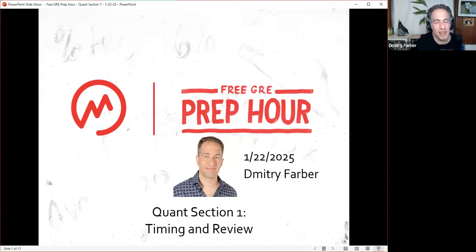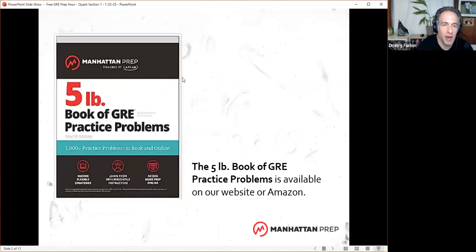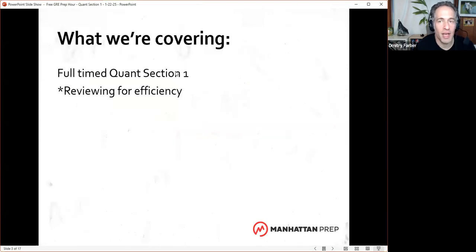We're going to talk today about section timing for an entire section. So we're going to do a simulated quant section one. It's not going to look exactly like a regular quant section, and I haven't perfectly recreated the balance that you'd see on an official section. But I want to make the idea of it, so that we can think about how we time ourselves across a section. All the problems you'll see today are in our 5-pound book of GRE practice problems, available at finer retailers everywhere. So we're going to focus on doing the full-time section and reviewing for efficiency.